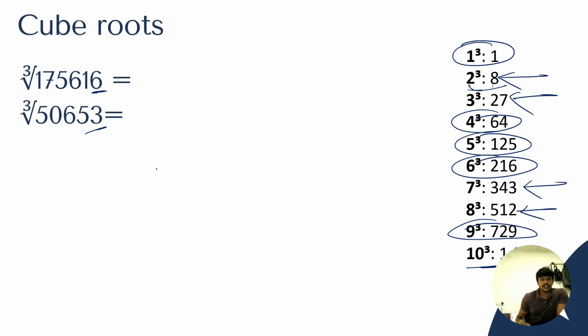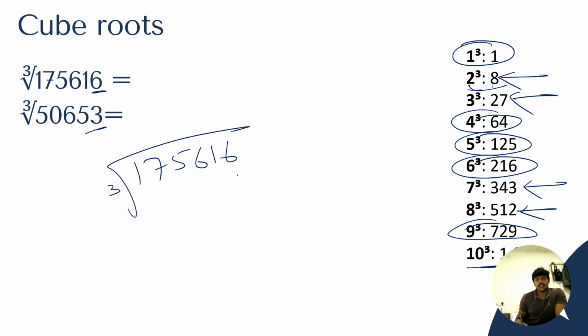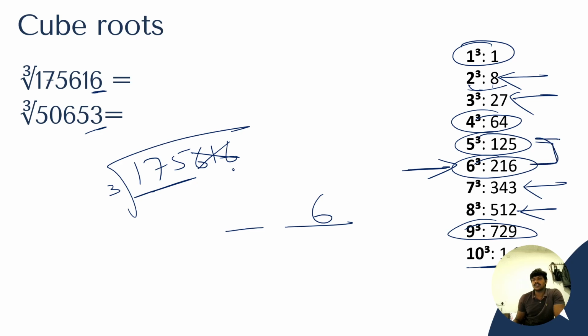So for example, take the first one, 175616. I want to find out the cube root. What is the last digit? 6. That means one of the numbers is 6. Now there you are going to cancel two numbers. Here you are going to cancel three numbers. Where is 175? 175 is in between these two, 125 and 216. What is the lower? 5. So your answer is going to be simply 56. Only one possibility.